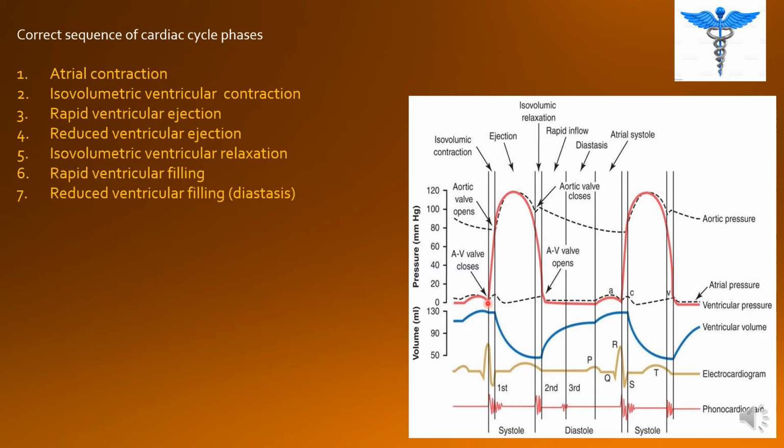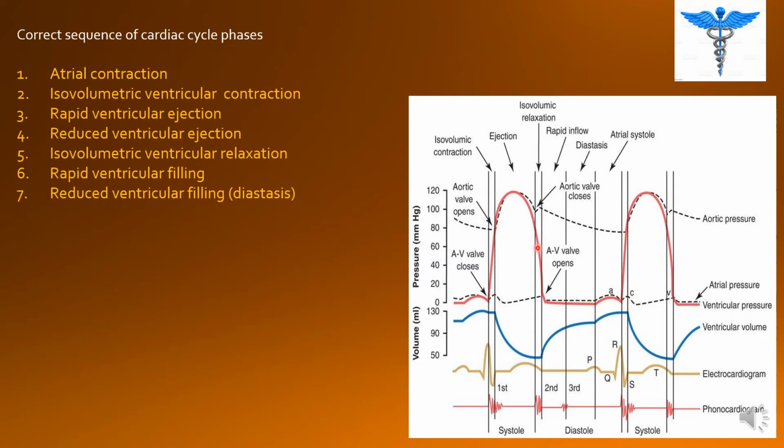Now when the pressure in the ventricle exceeds that of the aorta and the pulmonary arteries, what will happen? The semilunar valves will open and the blood will be ejected into the aorta and the pulmonary arteries, right? This ejection is further divided into 2 phases. First there will be a rapid ejection, and then a slow ejection. Now once the blood is ejected into the aorta and pulmonary arteries, the ventricles will start to relax, and both the atrioventricular valves and the semilunar valves are closed, alright, and the ventricles will start to relax.